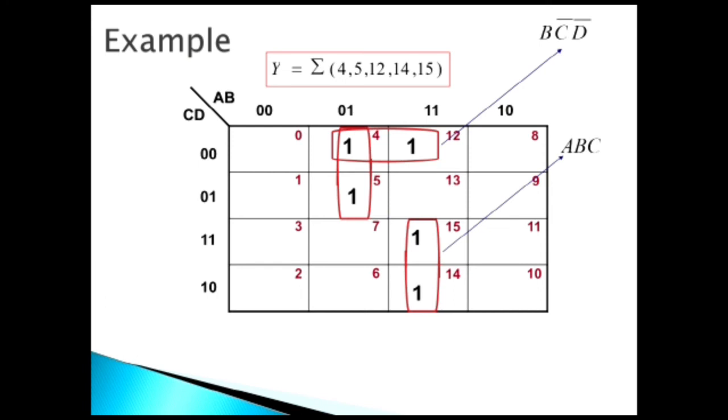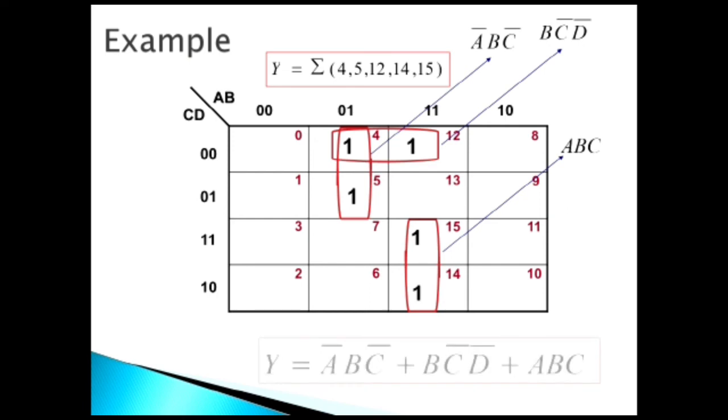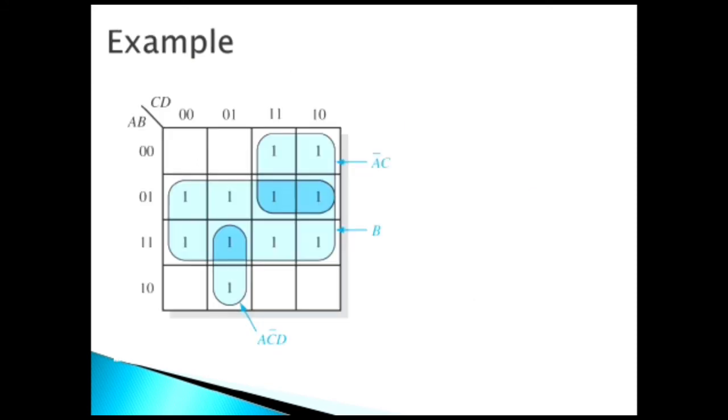In this case, D is changing, so we will neglect the D term and we will have the expression ABC for this particular group. Similarly, for the third group, we will have A complement, B, C complement, and the overall expression of this example is Y is equal to A complement, B, C complement plus B, C complement, D complement plus ABC.